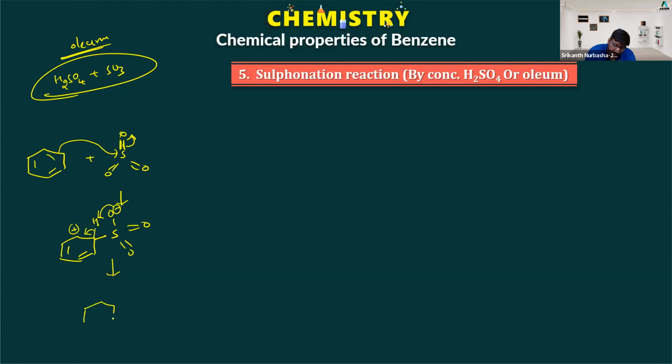That CH electron density will be picked up by O minus. So you'll get what? You will get S double bond O, S double bond OH. This is going to be obtained. That is, SO3H is going to be substituted, which is nothing but sulfonic acid.